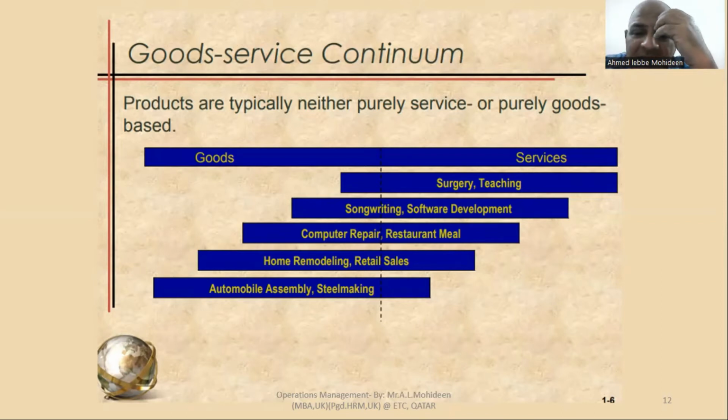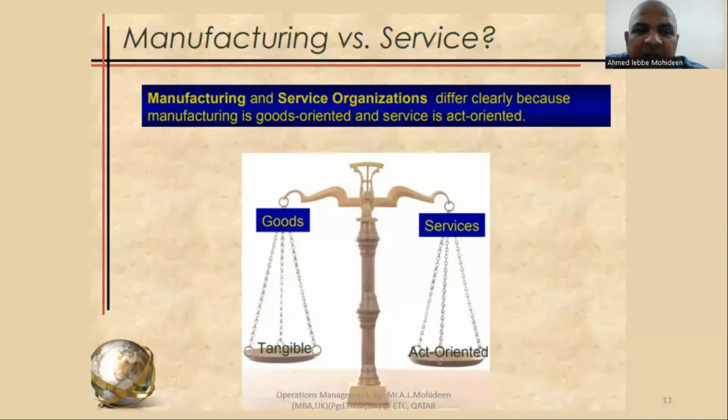Some, like computer repairing and restaurant, are both. You have goods and also services. Some products have goods and services. Some are only service. Some are only goods. Do you understand? Yes, I understand. And manufacturing and service organizations differ clearly because manufacturing is goods-oriented and service is action-oriented.